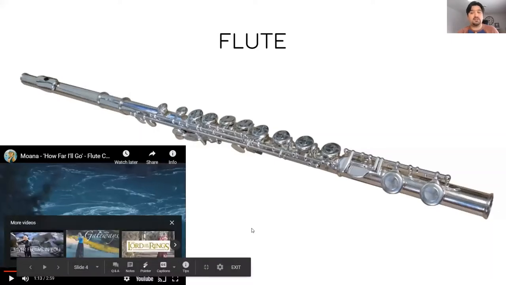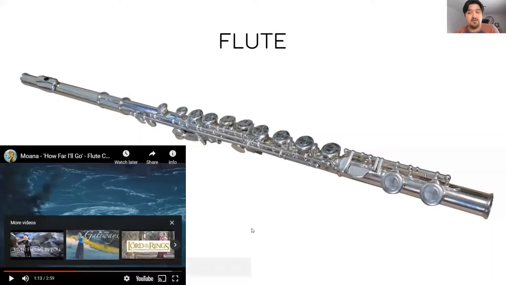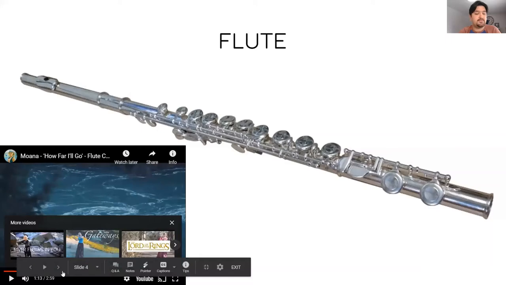Okay. We're going to pause it there. Like I said, we're not going to be able to see all of these videos, but I just wanted to get you an idea. So you could hear it. It has a really bright tone. It's really a high note. But as you can see, when she was blowing over the top of the flute, she was moving her fingers like this to change the different notes. So that is the flute, one of the members of the woodwind family.